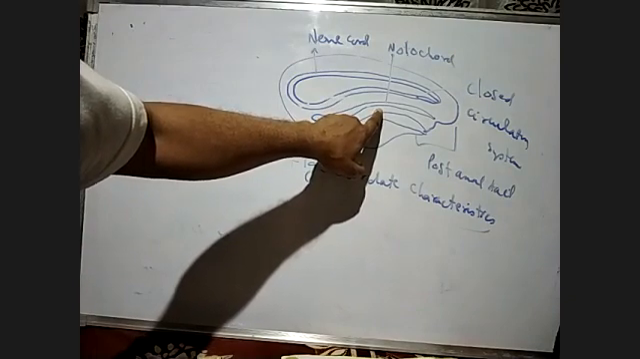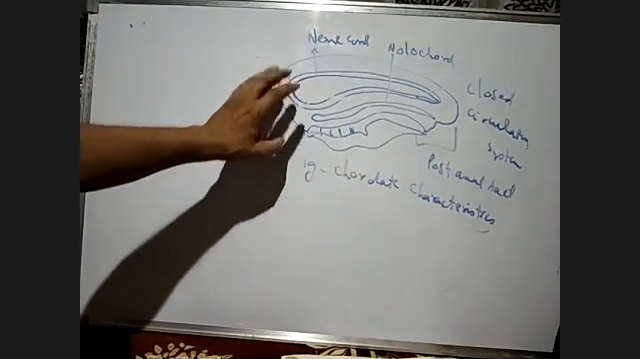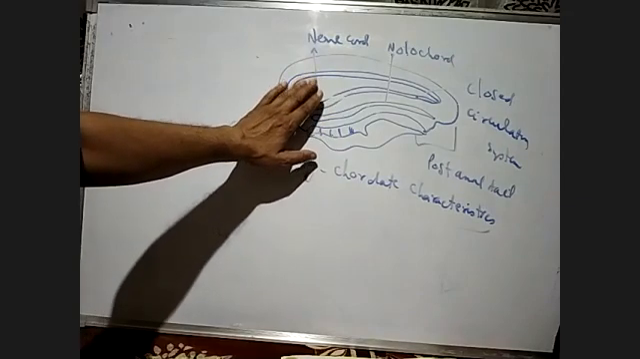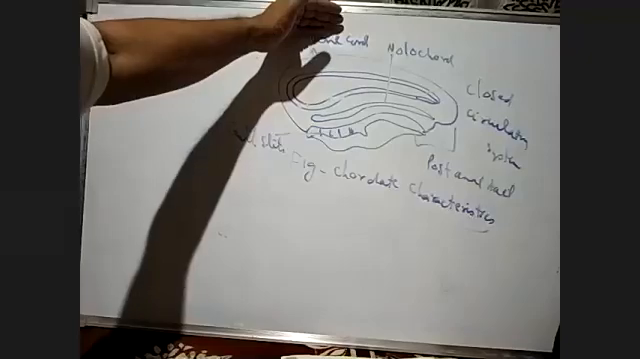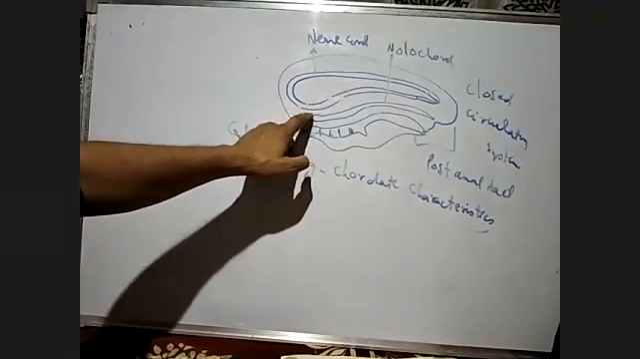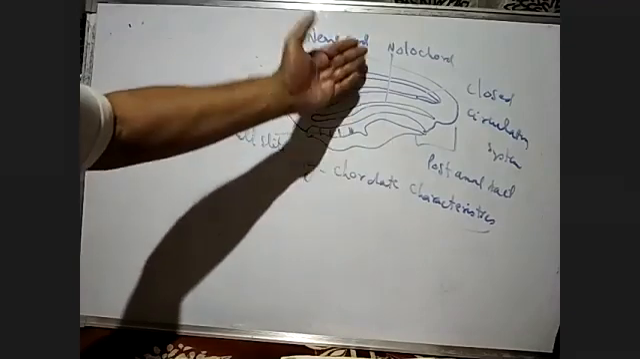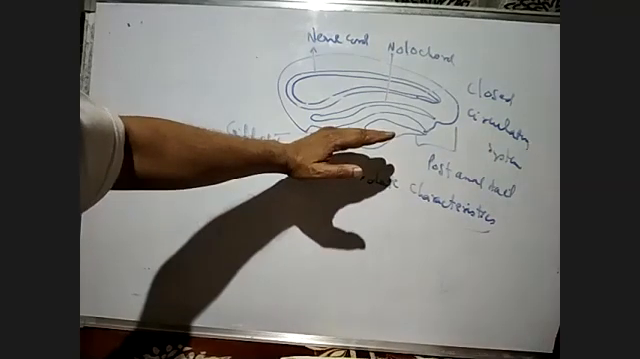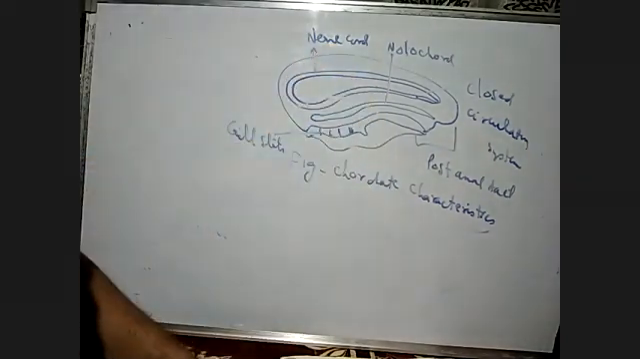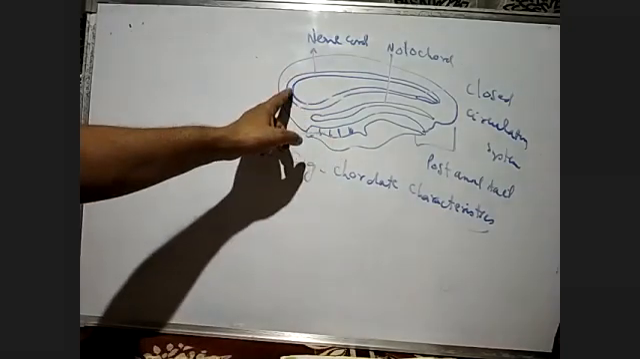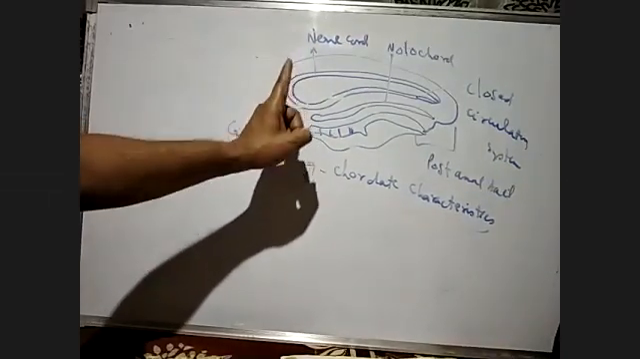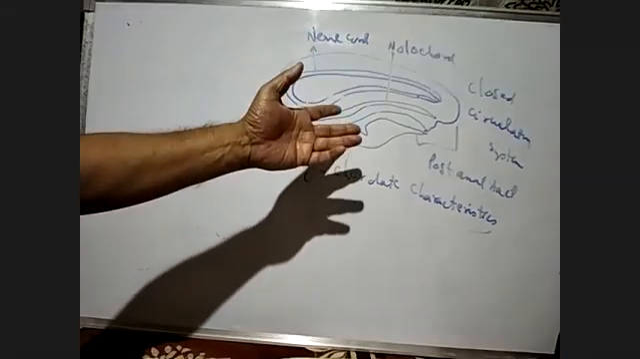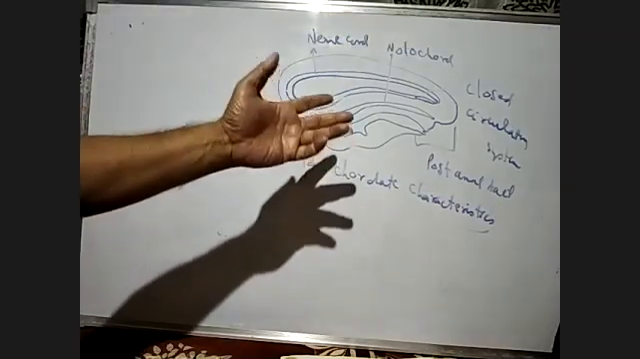Okay, and in the chordata, the central nervous system is dorsal. You see that the nerve cord represents the central nervous system. It is dorsal, on the upper side, hollow and single. And in the non-chordata, the central nervous system is ventral, on the downward side. It is solid and it is double.